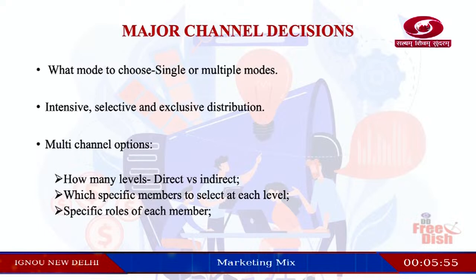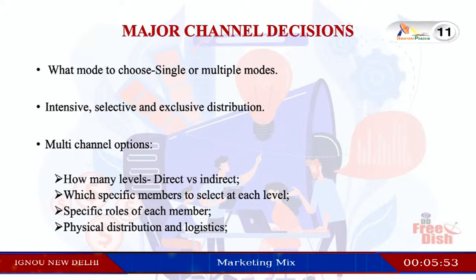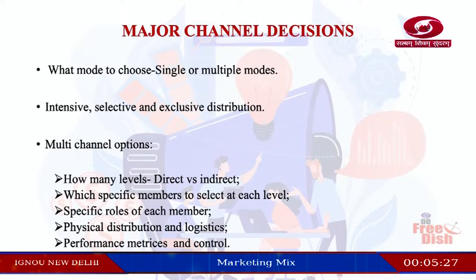Your decisions also involve physical distribution and logistics. What modes of transport would you be using? What kind of warehousing would be done? Very carefully. As you're doing all of this, because these are external members to the organization, you need to have performance criteria set down. So how would you evaluate them, and how would you actually monitor the performance?